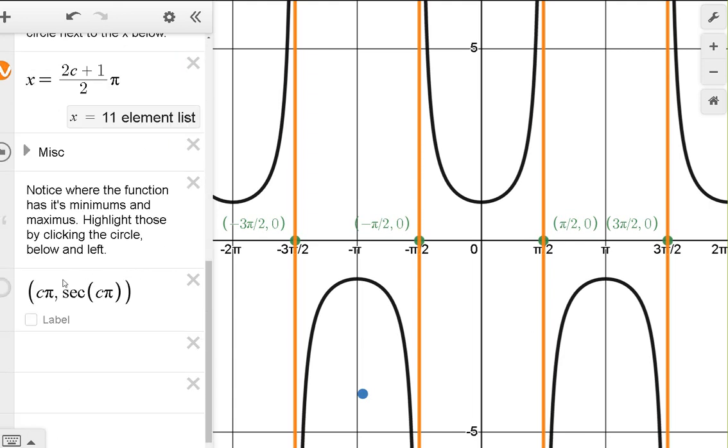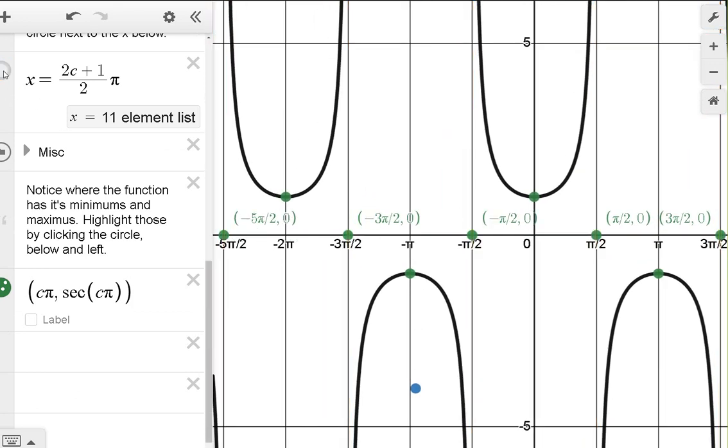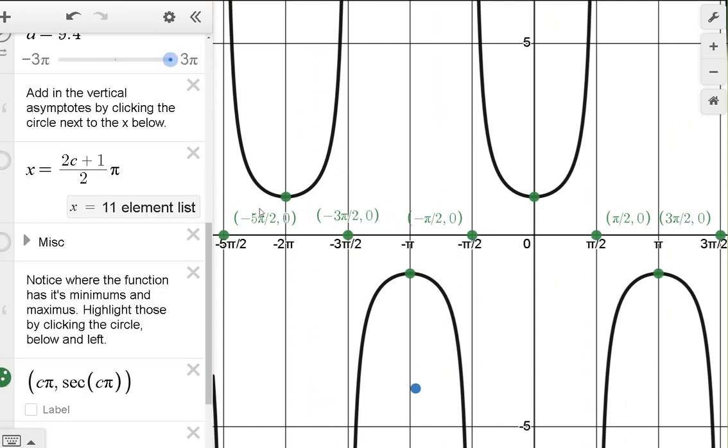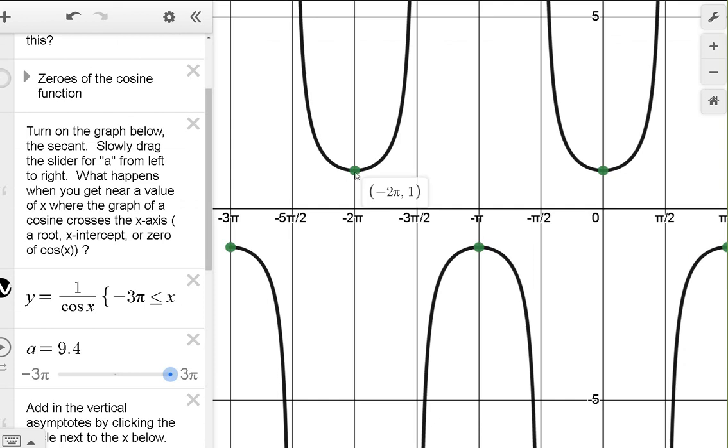There is one more thing that I could do, and that is I could label or be a little more emphatic about where these minimums and maximums are. Let me shut this off because the graph's getting a little too busy. There we go. These points here are where the graph has its minimum or maximum. In this case, that minimum or maximum is going to be 1 or -1. There's nothing in between here.